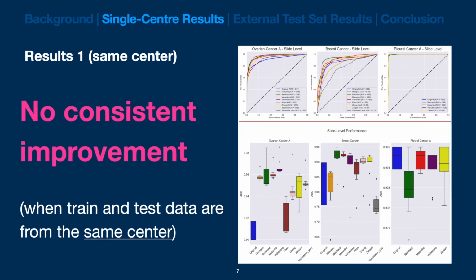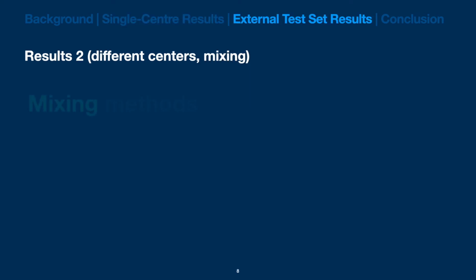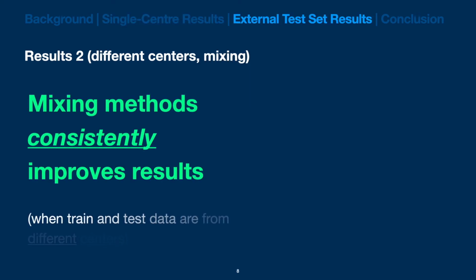We found that no method is consistently the best across the datasets. You can see this by the huge variety in these box plots. As well, the cross-validation split and reference image chosen often made a huge impact on the exact result. However, when train and test data are from different centers, color normalization does improve results.